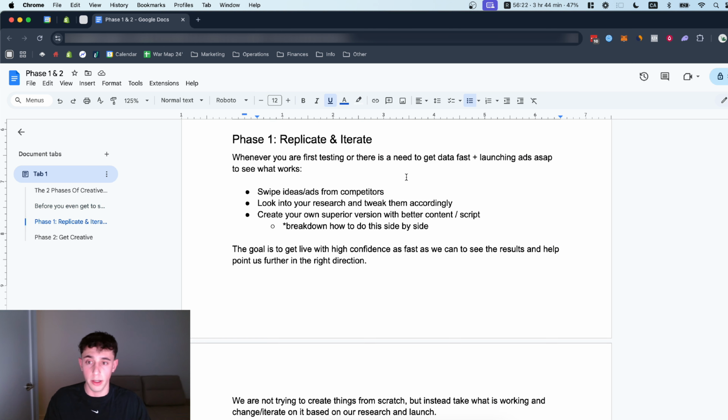Now, on to phase one. First, replicate and iterate. This is phase one. Whenever you're first testing, or there's a need to get data fast, plus launching ads ASAP to see what works. If you need to get data fast, you're initially testing, or you haven't done that much testing, you should probably start here anyways. Or if you have a ton of ads to test, or for whatever reason you need to launch a ton just to see what works, this is what phase one is.